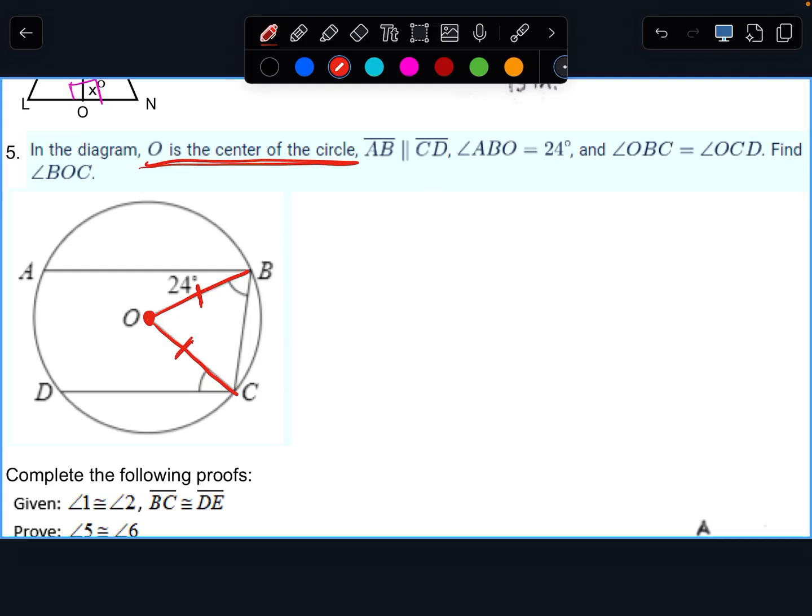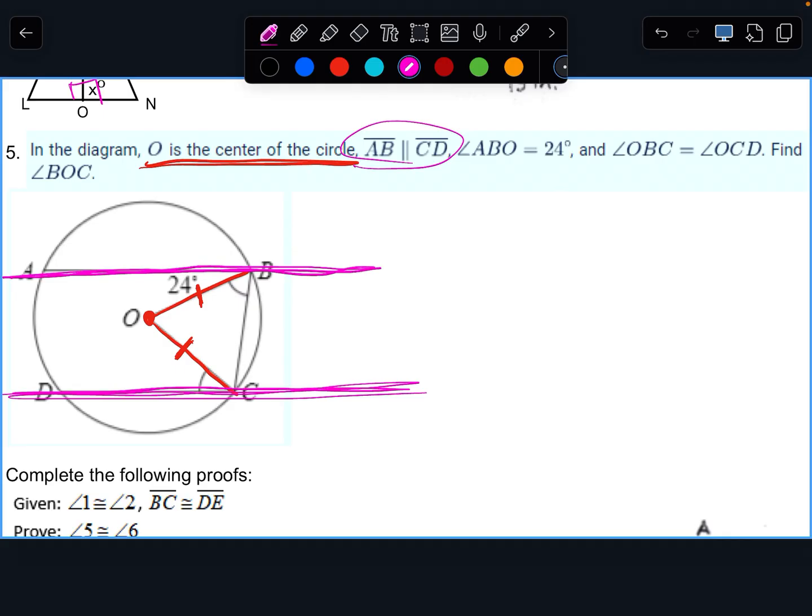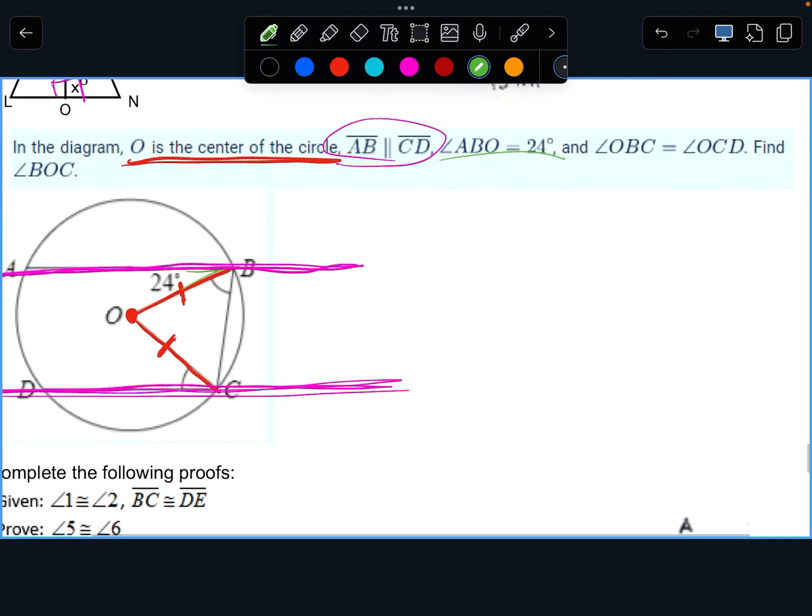Okay. So that I throw in. Then we've got parallel, which is fun. Okay, parallel. I'm not going to mess with that yet because I don't know what I need to find. And then they said ABO's 24. Oh, they already wrote that. Okay, there it is. And then OBC. Oh, and there's these. Okay, they already marked it in, so we're good. And we need to find BOC, this.